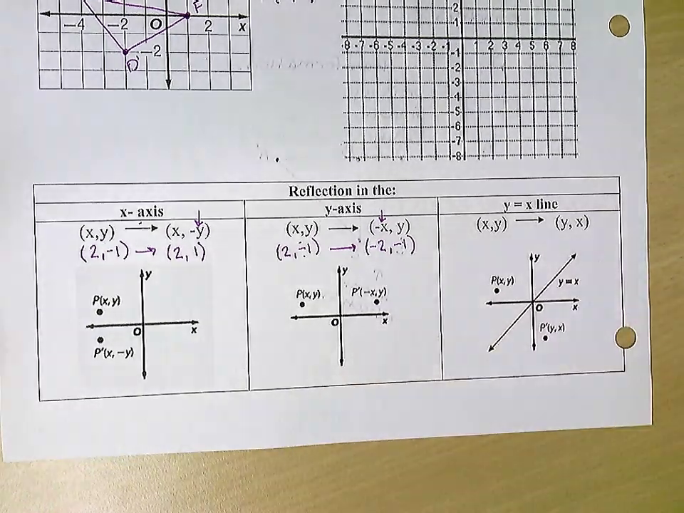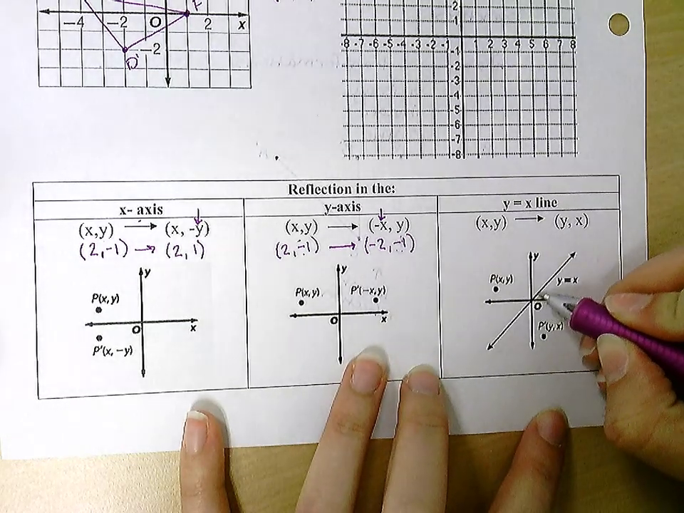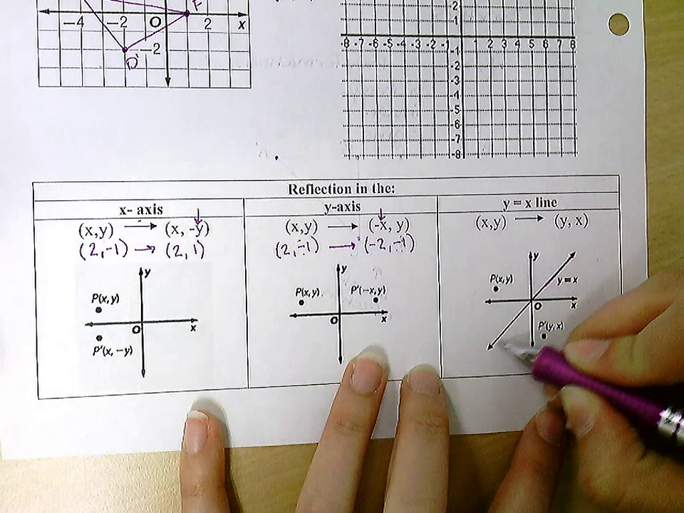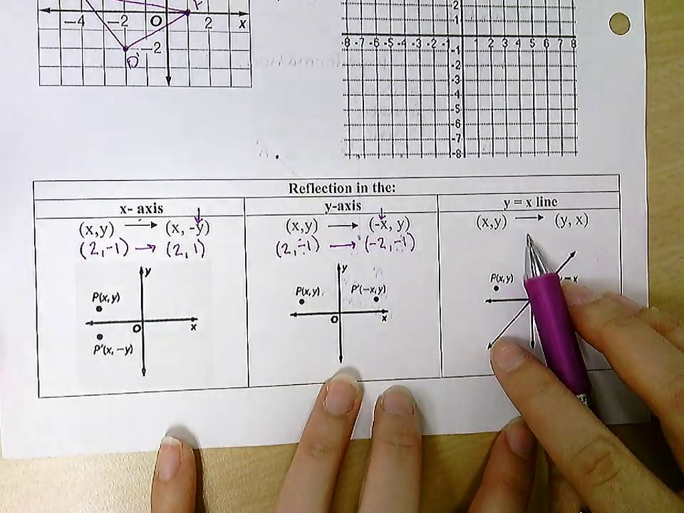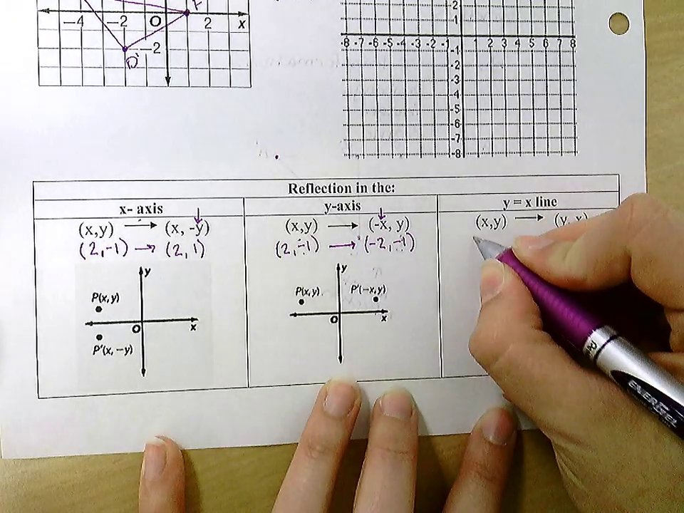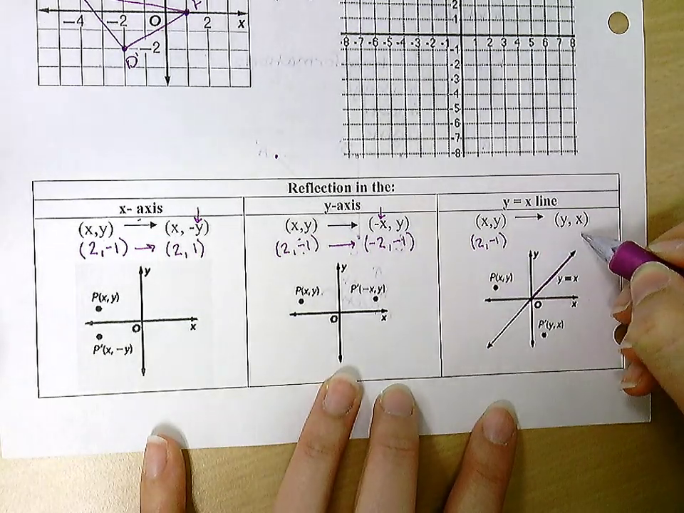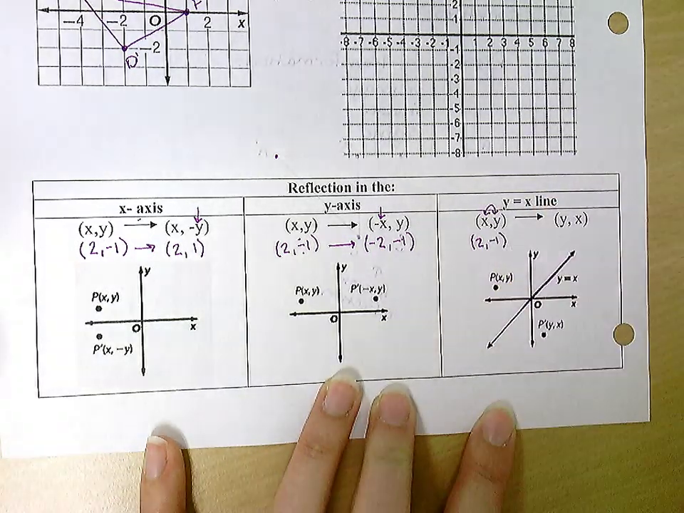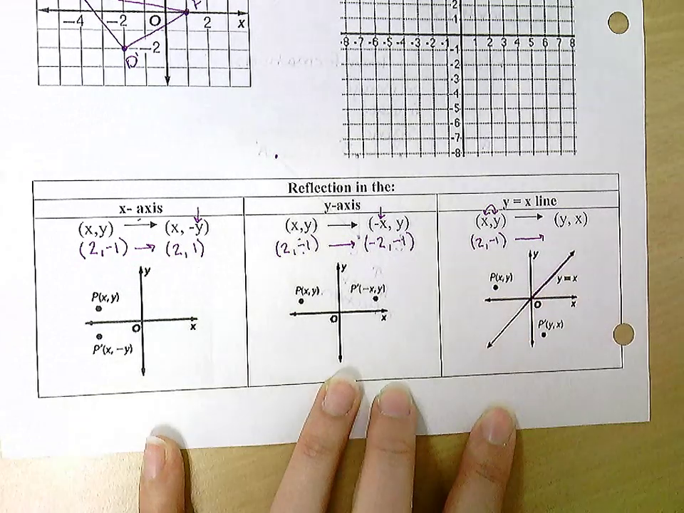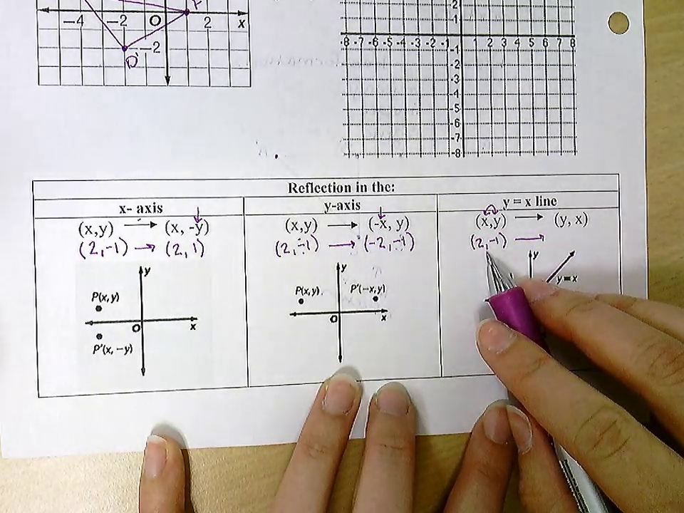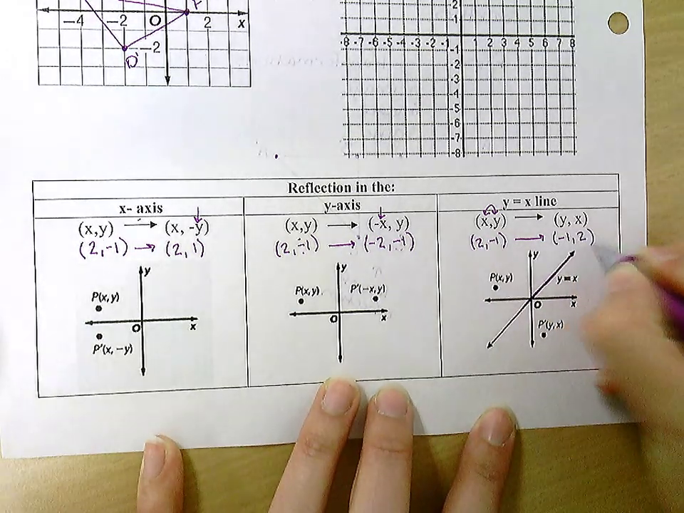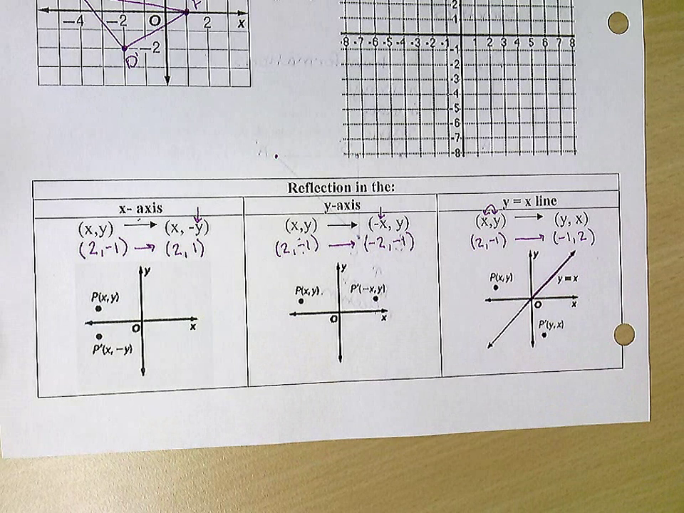In the line y equals x, this line is the diagonal line through the origin with a slope of 1. So that's this diagonal line here with a slope of 1. To reflect in that line, you will take your original coordinate, so again, 2, -1, and all we have to do is interchange x and y. We just have to flip-flop those two values. So if I have 2, -1, I'll have -1, 2 as my image coordinate. All we have to do is flip-flop x and y to reflect there.